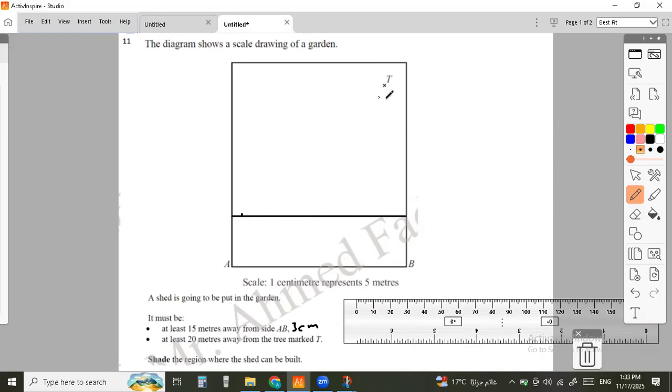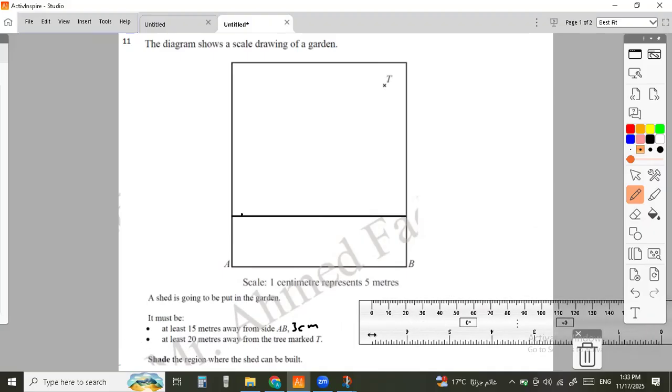Good. What about the other condition that they have? At least 20 meters. Oh, one second, I missed it. 20 meters. That means what? 4 centimeters. At least 4 centimeters away from the tree T. But do you mean 4 centimeters away from it in this direction, or this direction, or this direction? It's all of them. Yes, at least 4 centimeters, I mean, then I need my compasses.